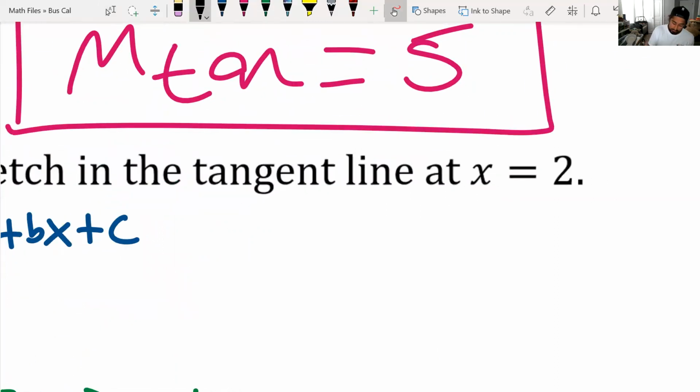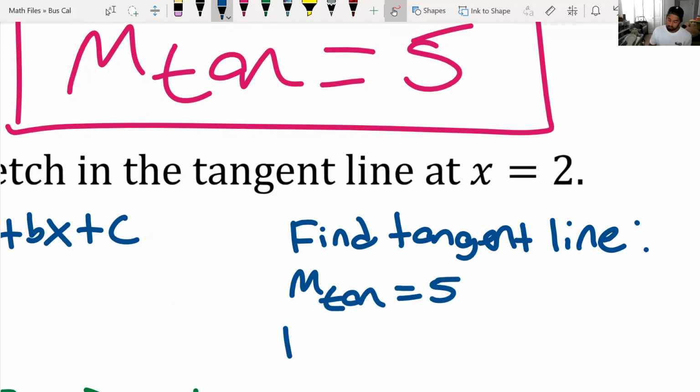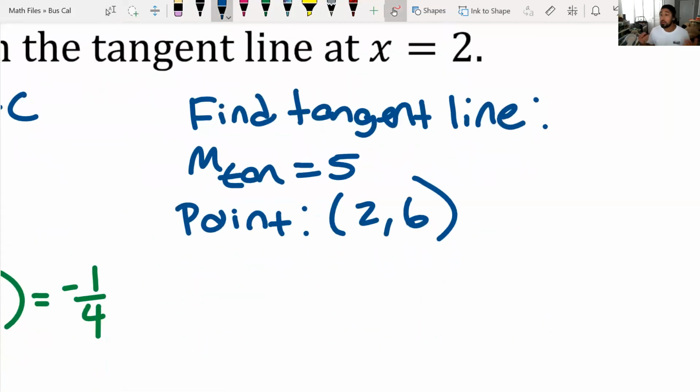So, with that being said, let's go ahead and find the tangent line. And again, the two ingredients we have is that the slope of the tangent line is 5, and the point we are given is (2, 6). Now, remember that formula we used to find the equation of a line? It's called the point slope formula.